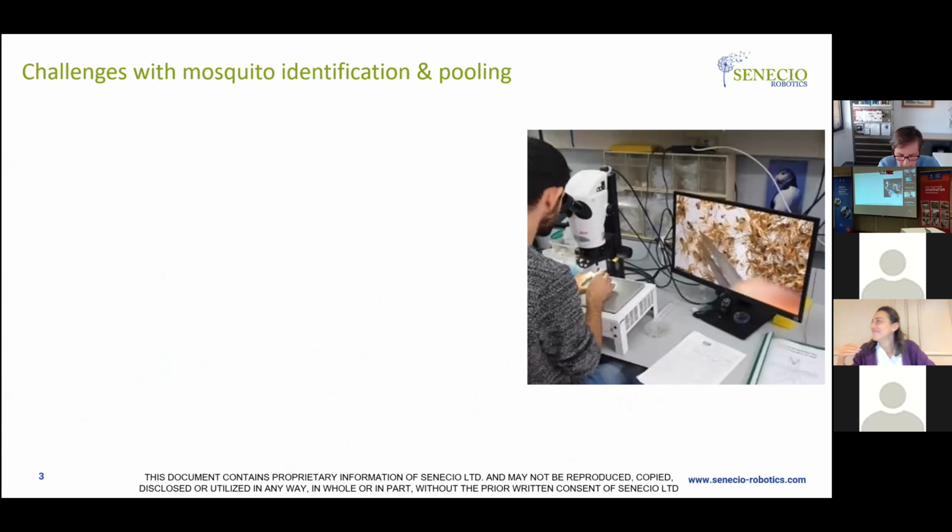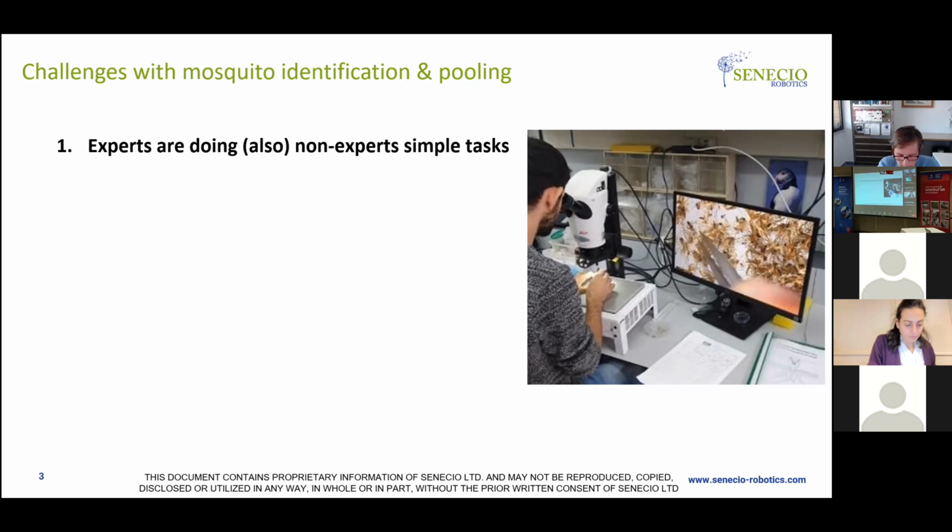So I'll discuss in this presentation about monitoring and classification and pooling of mosquitoes. And I will start with challenges associated with the current process, specifically about the challenges associated with experts doing this work. Currently today, at laboratories, experts are also doing a lot of non-expert tasks.